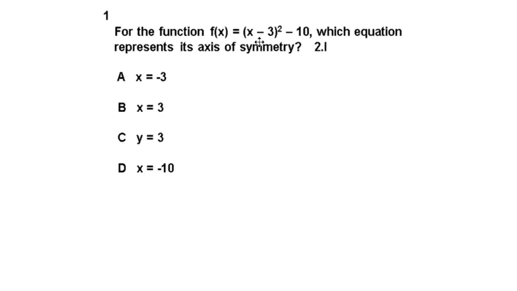For the function f(x) equals a quantity x minus 3 squared minus 10, which equation represents its axis of symmetry? And what we have here is the equation for axis of symmetry. The axis of symmetry formula is x equals h.